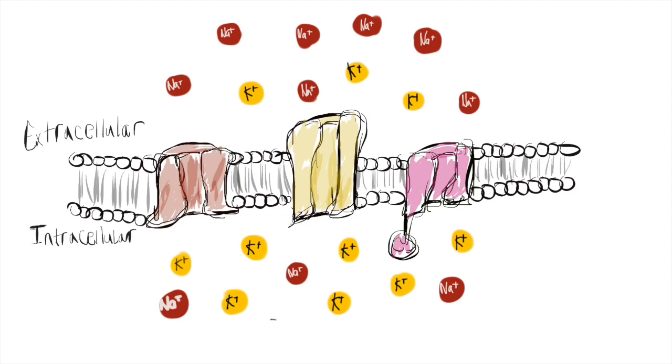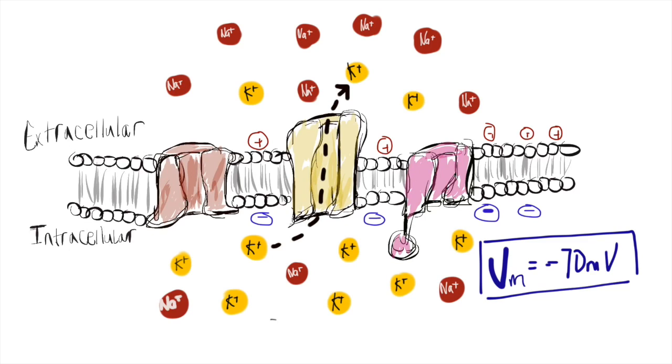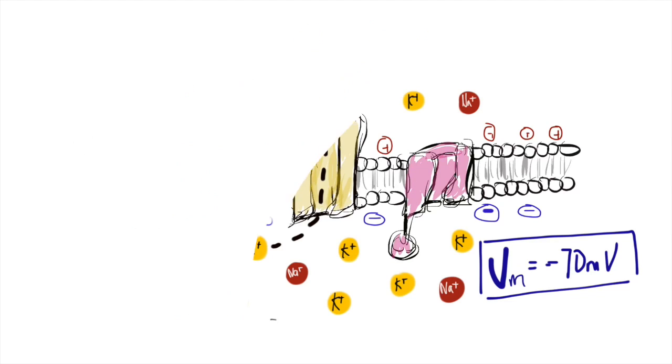To make a long story short, a cell at rest has a resting membrane potential of about -70 millivolts, mostly due to the fact that at rest, the plasma membrane is much more permeable to potassium, allowing potassium ions to diffuse down their concentration gradient to the outside of the cell, leaving the intracellular space negative.